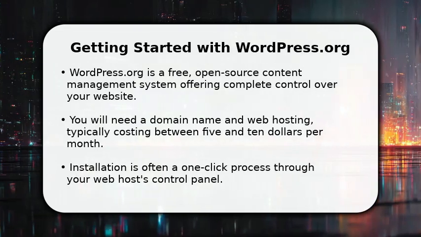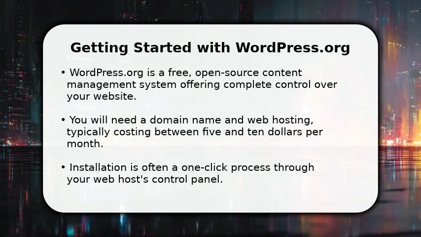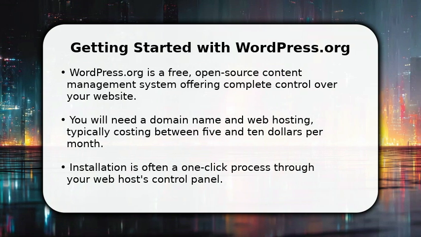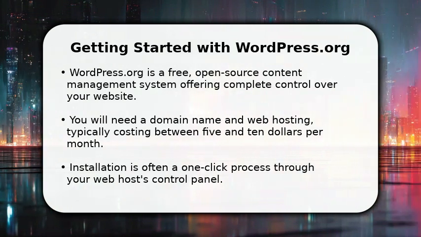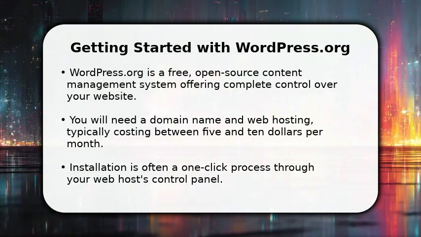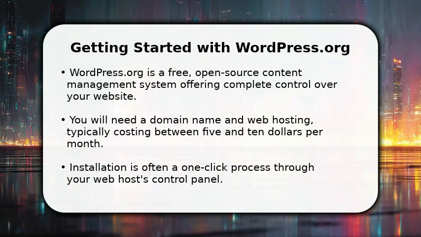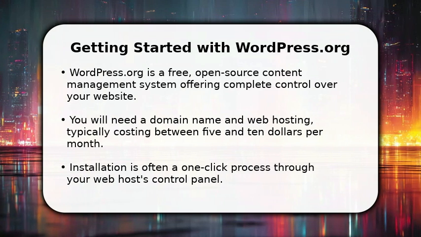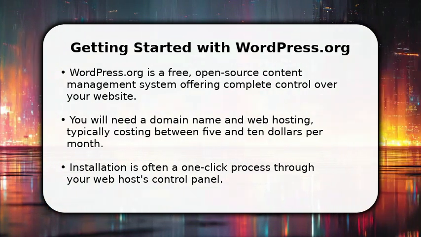In this video, I will explain how to use WordPress.org for beginners. First, understand that WordPress.org is a free, open-source content management system, giving you full control over your website. To begin, you'll need a domain name and web hosting, which typically costs around $5 to $10 per month.